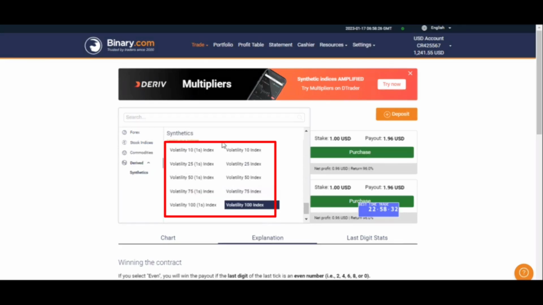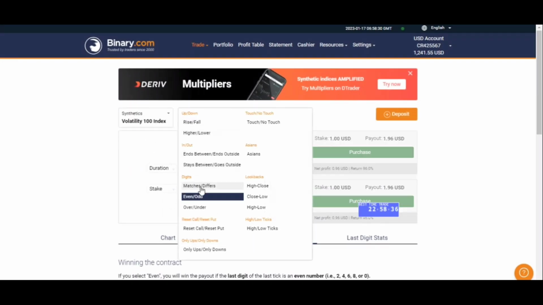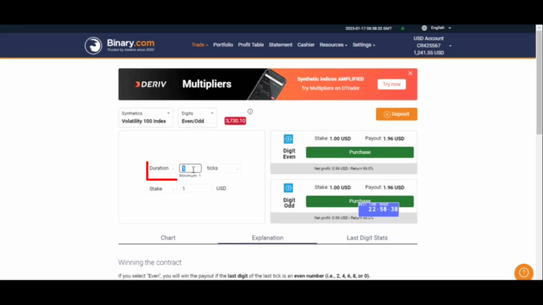Click the one-second market. That's the odd-even market strategy that you can use in this trade. Here I use a duration of 5 ticks. There's a place to set a price that you can use in this trade.